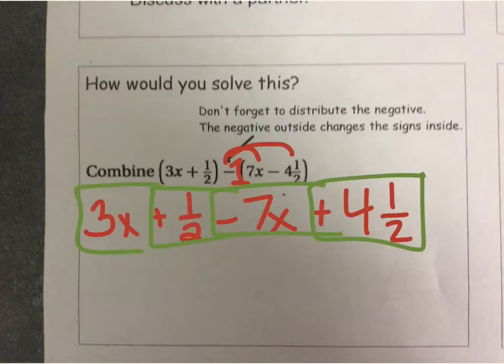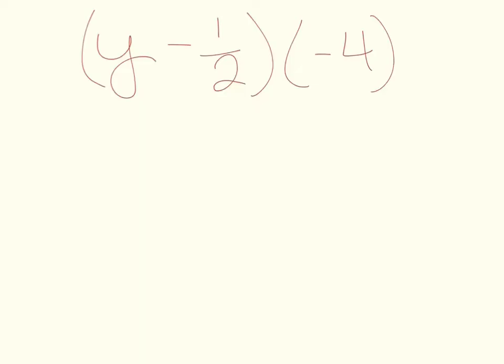So at this point now, I'm going to combine my like terms. So I have 3x and negative 7x, which is negative 4x. Then 4 1/2 plus 1/2 equals positive 5, plus 5 for that. So we're going to go to these next ones.